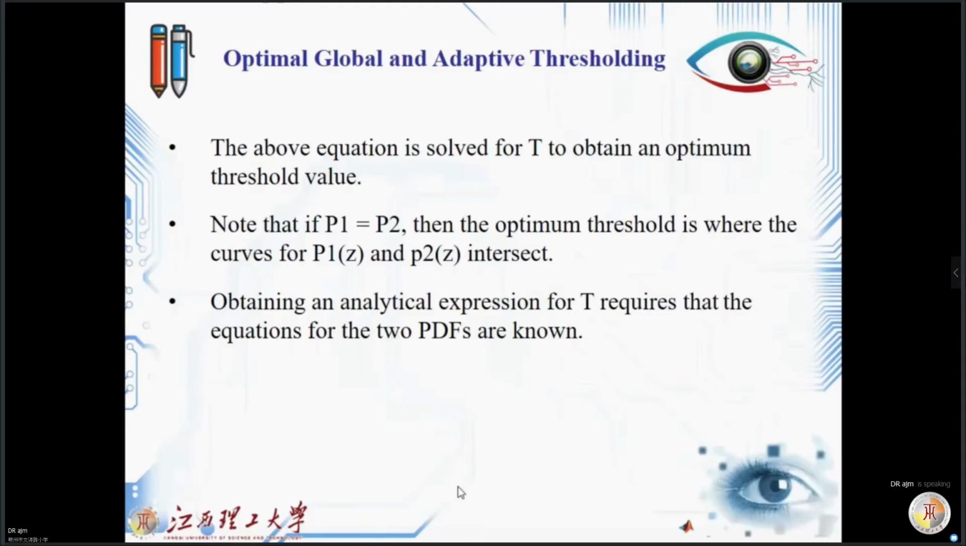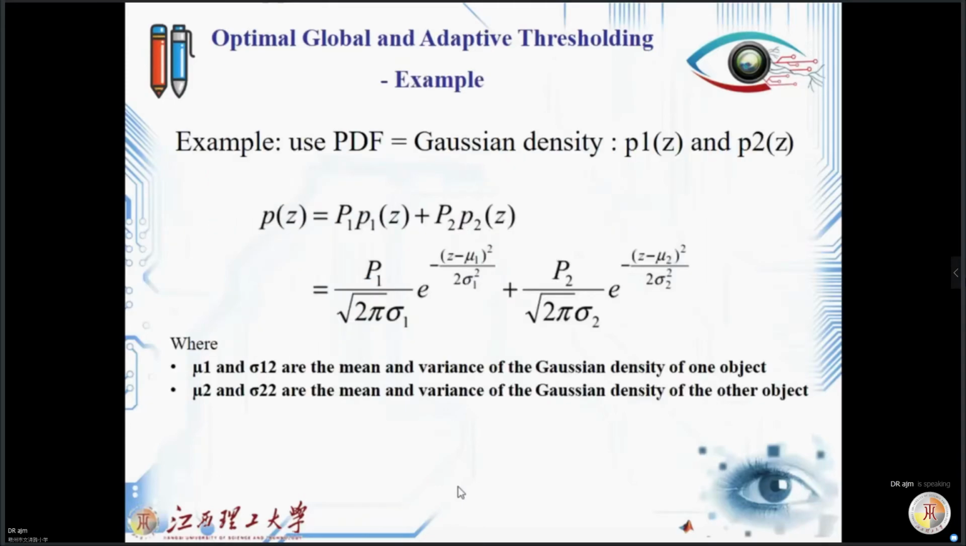Obtaining an analytical expression for T requires that the equations of the two PDFs are known. If I want to give an example of using a PDF, we can use the Gaussian density of P1(z) and P2(z) as in the formula below, in which mu1 and sigma1 are the mean and variance of the Gaussian intensity of the object, and mu2 and sigma2 are the mean and variance of the Gaussian density of the other object in the mentioned formula.